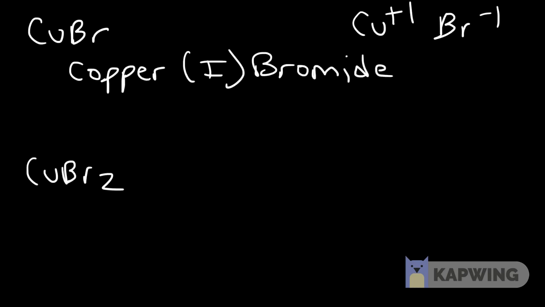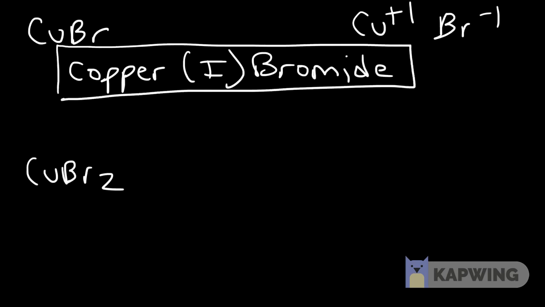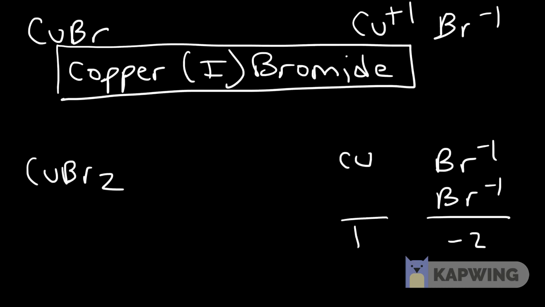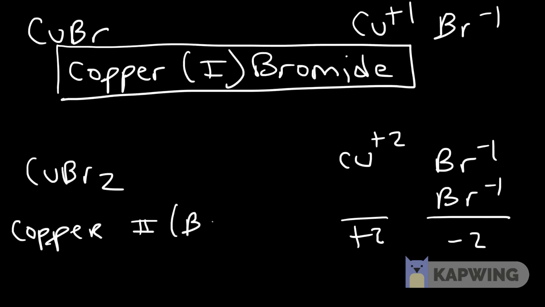Now what about the second example? What's the name for it? Well, in this case, we have 2 bromide ions, so the total charge is -2. So therefore, copper has to have a +2 charge to balance the 2 negative charges. So it's going to be copper(II) bromide.